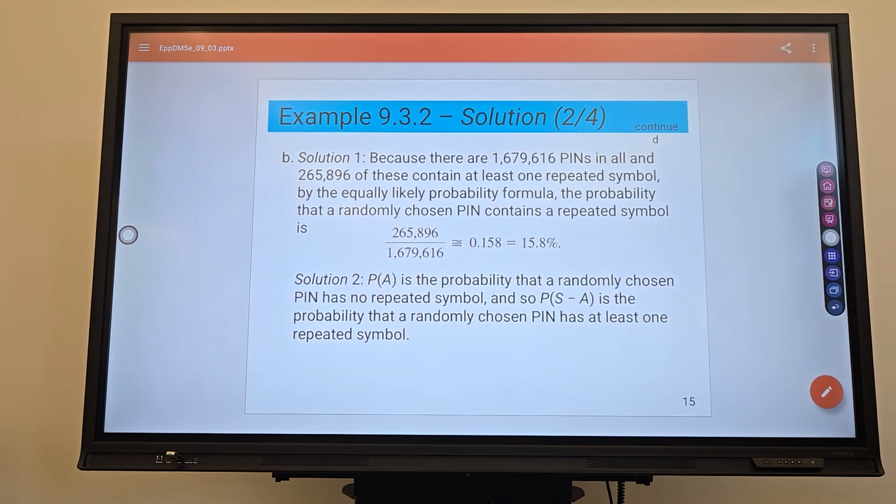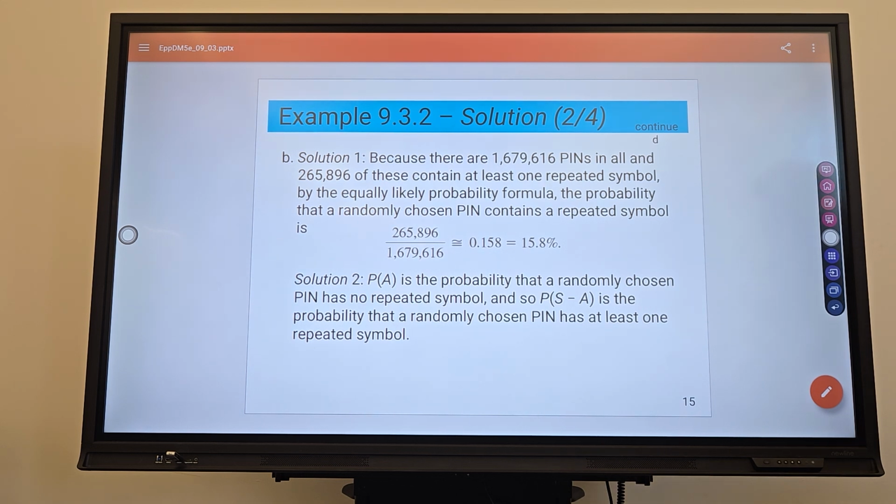Now, the probability that you're going to come up with a pin that has a repeated symbol can be done 2 different ways. You can use the equally likely probability formula and plug in the numbers and get 0.158, or 15.8% likelihood of getting a pin with a repeated symbol.